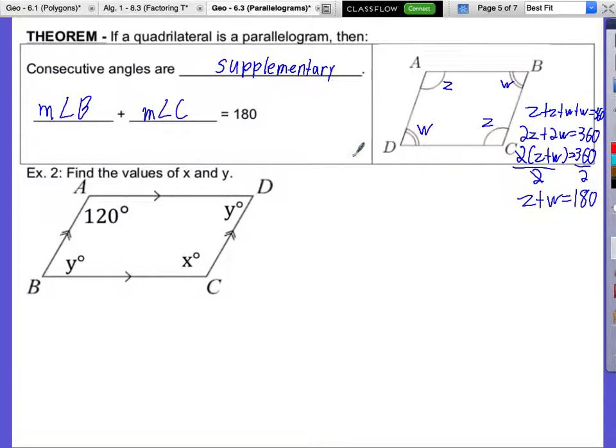And is that what this says right here? Yeah. So that's pretty neat, right?